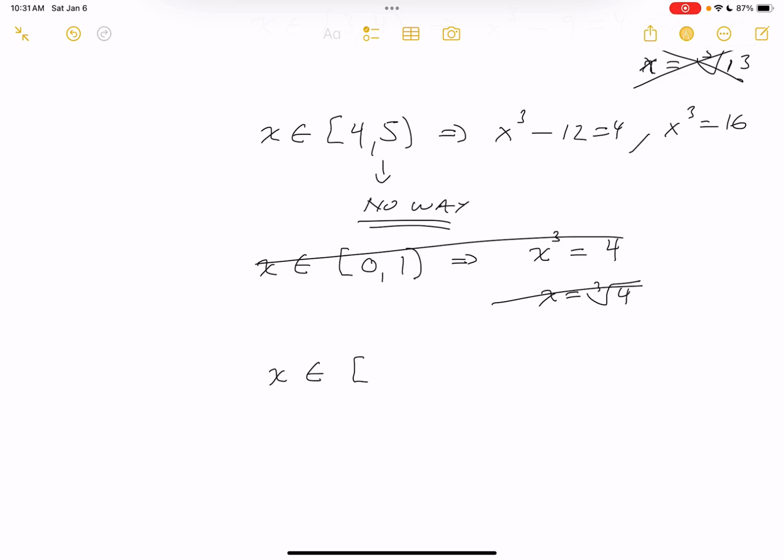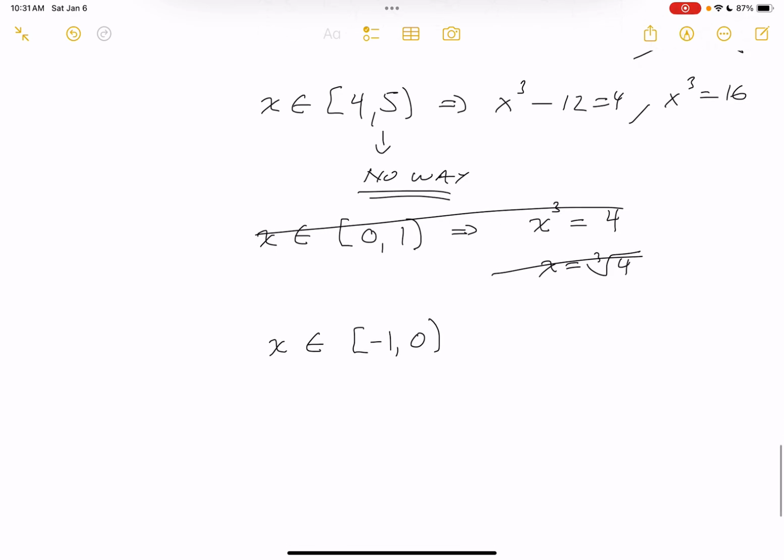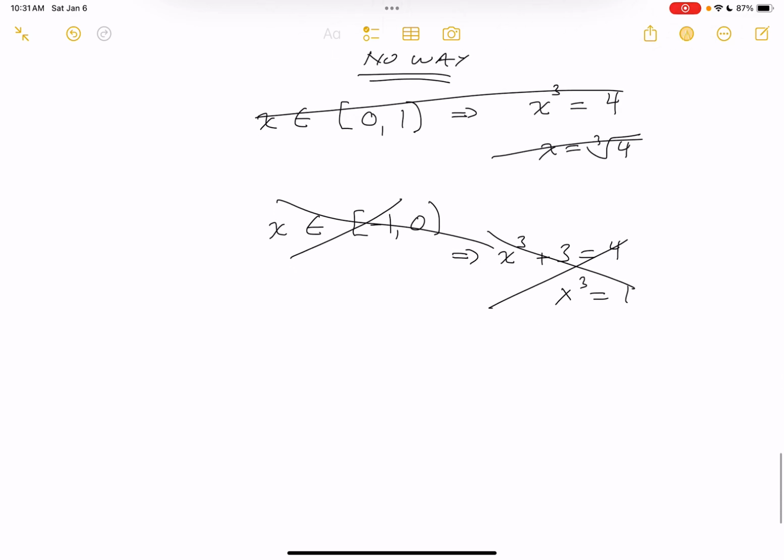Let's go between -1 and 0. And what do you get there? If I'm between -1 and 0, what would you get? Again, it's a thinking problem, isn't it? You get x cubed. I got to go back to the original problem. It's going to be -3 times -1. We're going to be +3, which is equal to 4. And what would you get there? You get x cubed is equal to 1. That's no way. I mean, no way. Let's go to the next one.